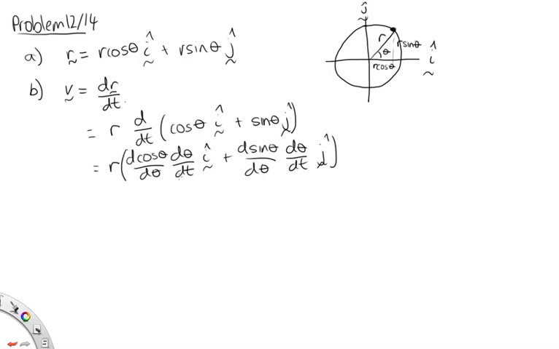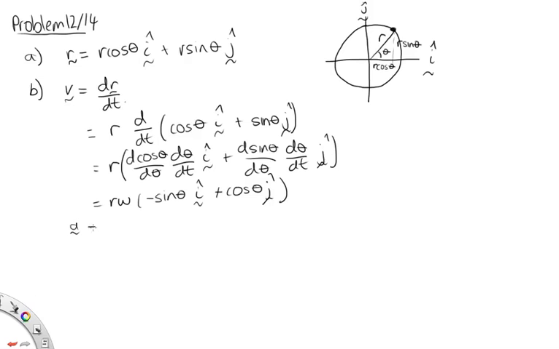Now d theta/dt is just omega, the angular velocity. So that appears in both these terms, so we can write that as omega and pull it out the front. So we've got r omega, d cos theta/d theta is equal to minus sine theta in the i direction, and then d sine theta/d theta, that's plus cos theta in the j direction. So that's an expression for the velocity.